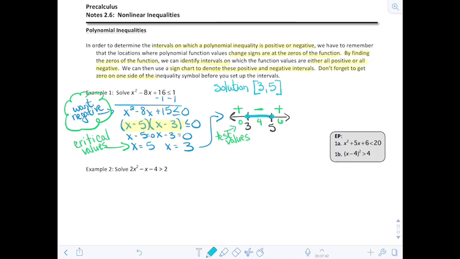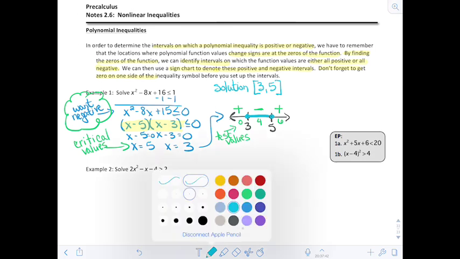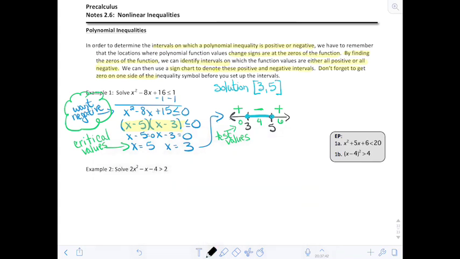Now, one thing you can do graphically to check this is you could go to your calculator and plug this in to y1, and when you do, you're going to see this happen. You're going to see a parabola that's opening upward that actually goes down through 3 and back up through 5. And so what you notice is that it is negative everywhere from 3 to 5. So that really confirms that we have the correct interval for our solution.